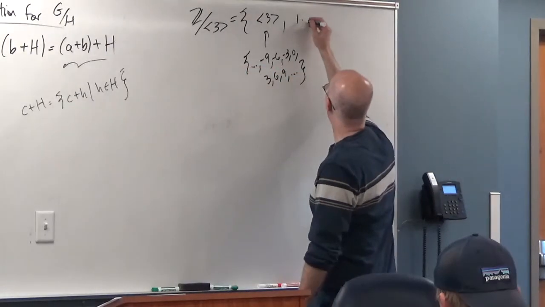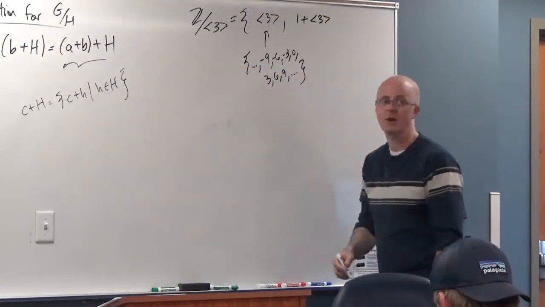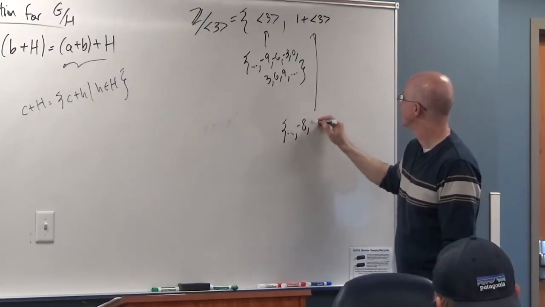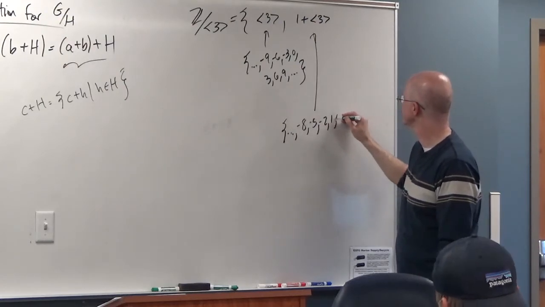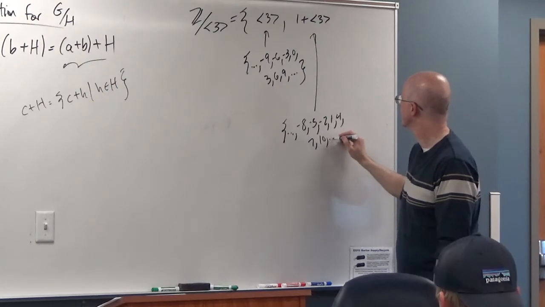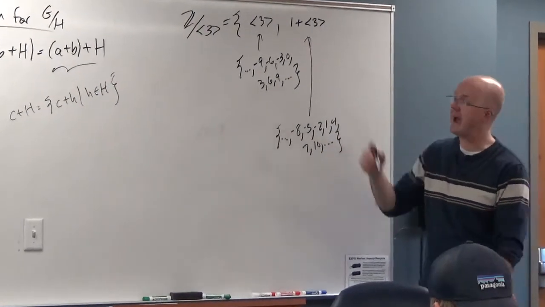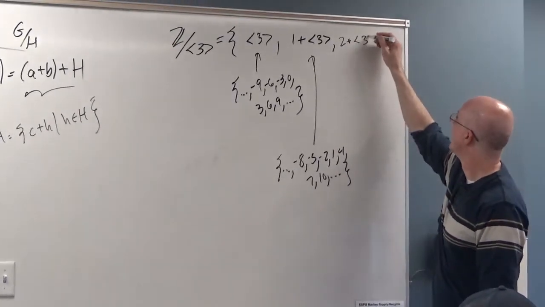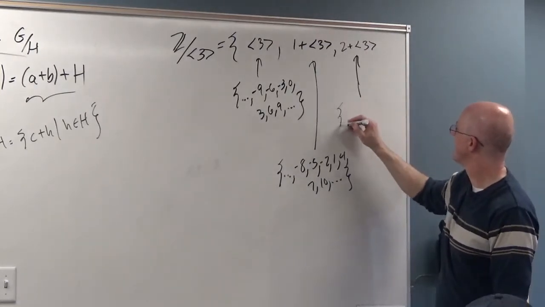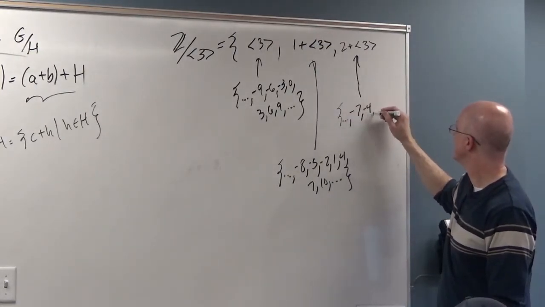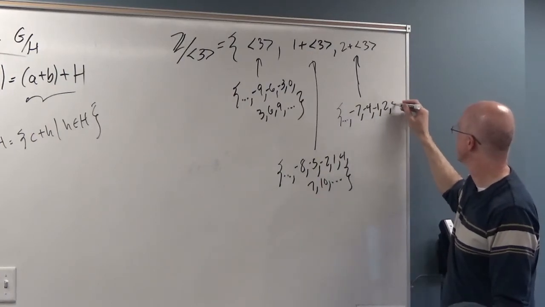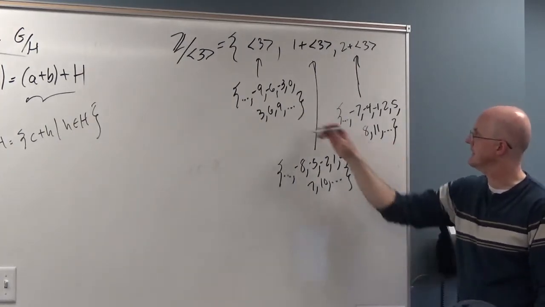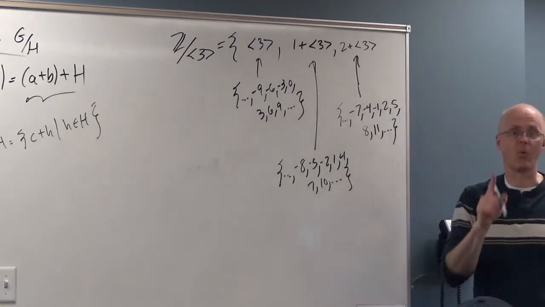The next element is 1 plus the subgroup, that left coset. As a set, that consists of these numbers. But as an element of the factor group, it is one element. This consists of these elements, this set. These are all three distinct so far, but it represents one element of the factor group.